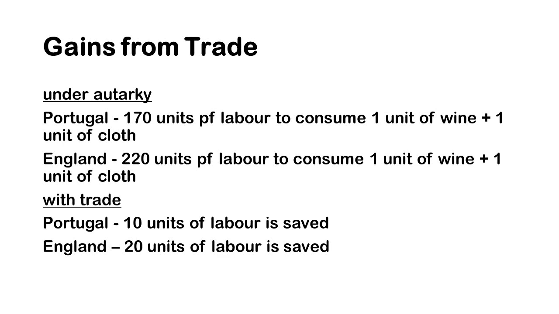It can consume 1 unit of wine and 1 unit of cloth by spending only 160 units of labor. Similarly, England can save 20 units of labor because by spending only 200 units of labor, it can consume 1 unit of wine and 1 unit of cloth in the presence of specialization and exchange. That is, with international trade, both nations can save labor units. So it is beneficial for both England and Portugal.